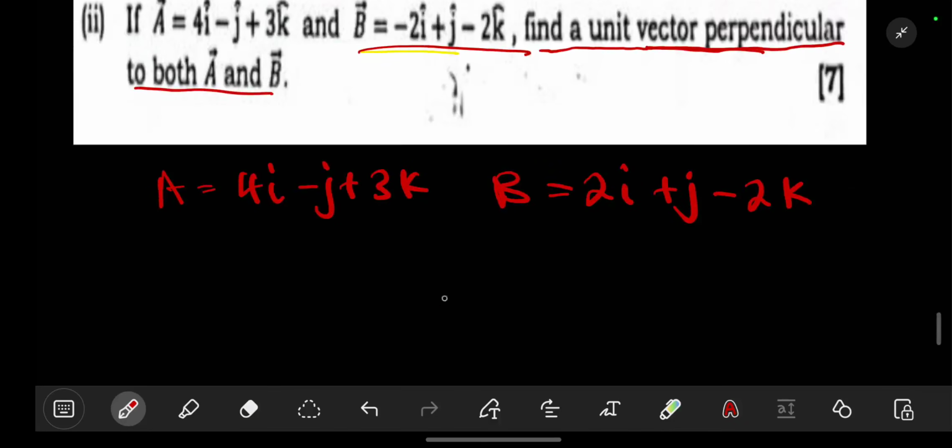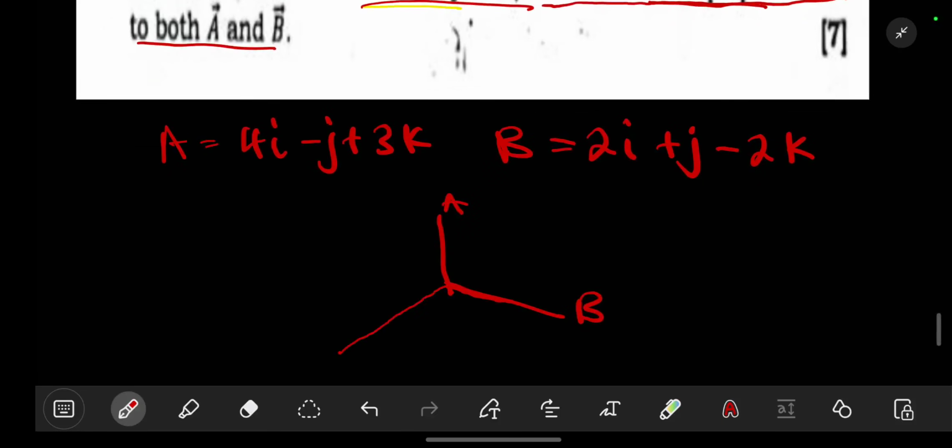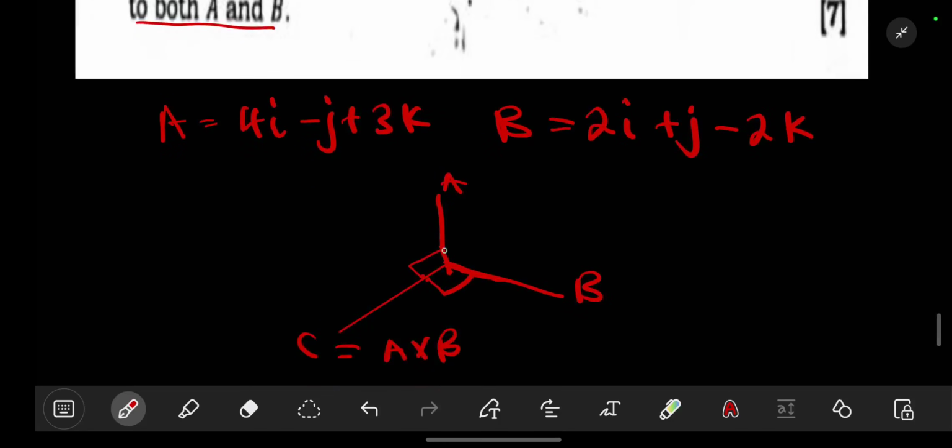For example, let's say we have our A and B, which might not even be perpendicular to each other. If you have your A and your B, then there is another vector that is perpendicular to both A and B, meaning we have 90 degrees. That vector is the cross product, sometimes termed your C, which is A cross B. But if A and B are perpendicular to each other, you are looking at the dot product. So that is the main difference.